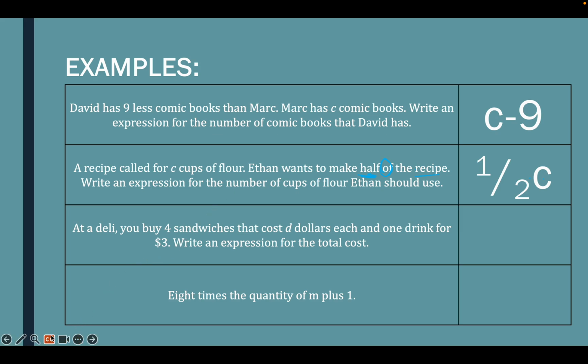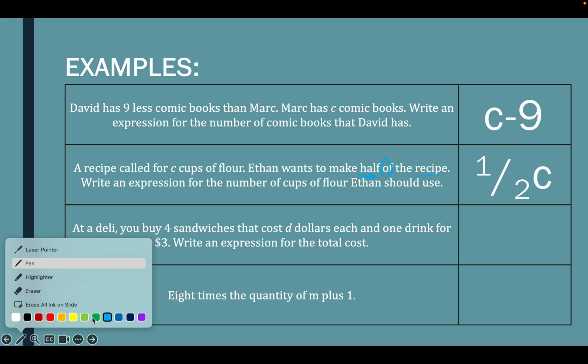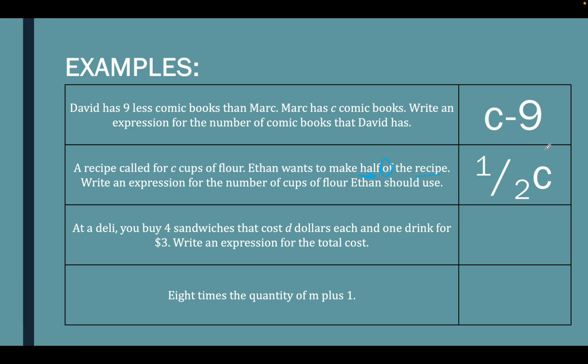But since this is a fraction with a numerator of 1 on top, we can actually do it as C divided by 2, and that would give us the same result like this, or you could write it like this. Now, if it said he wants to make 3/4 of the recipe, you would not be able to write it in those alternative ways. You would need to write it as 3/4 of C, which is a fraction of something is multiplication.